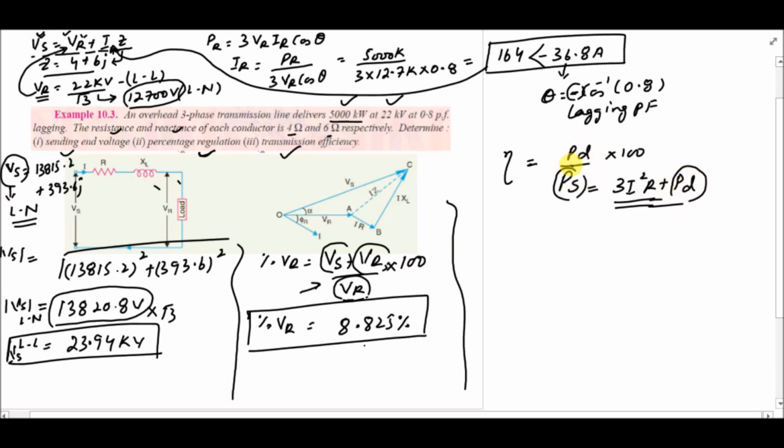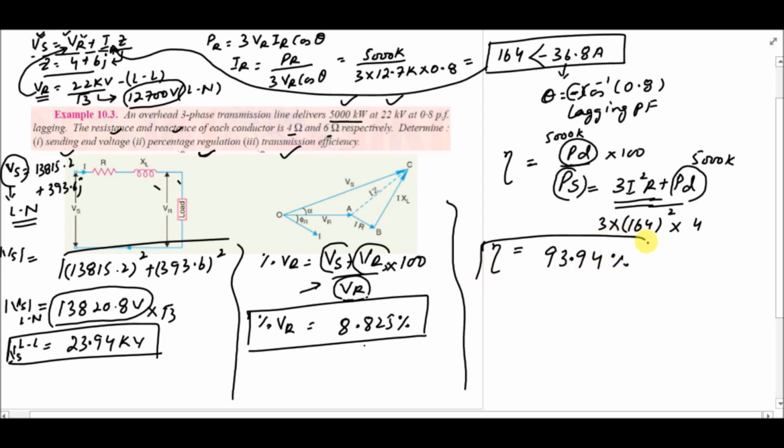As the delivered power is 5000 K, here the delivered power will be 5000 K. 3 into what is the current value? Current value is 164 square into the resistance, which is equal to 4. So after solving this equation, you will get the value for the transmission efficiency, that will be equal to 93.94%. So about 7% of the power is being lost in the short transmission line, that is presented in this equation.